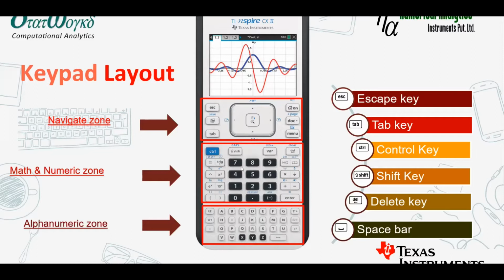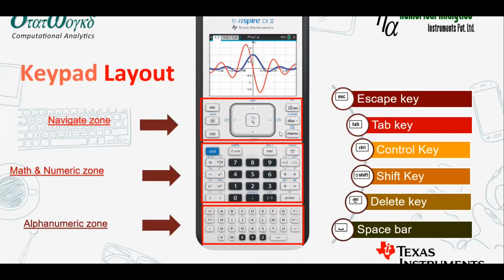If you see the keys, the keys written in blue are all secondary functions, which can be accessed in combination with the blue control key. So this control key plays a very important role. In the math numeric zone, we have the numerical digits and some mathematical keys. You can see the trig key and others. Under the alphanumeric zone, you have all the alphabets from A to Z, and you also have some keys which we will discuss.